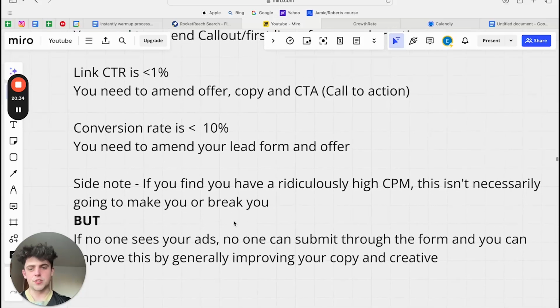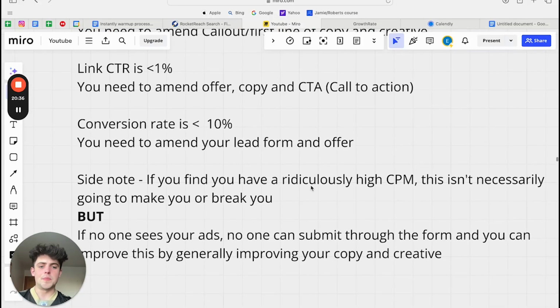Side note, this is what I sort of spoke about earlier. If you find you have a ridiculously high CPM, this isn't necessarily going to make or break you. You can still have a good ad campaign with a high CPM. For example, at the minute I'm running one with a CPM of around £30, so like $35 to $40, which is ridiculously high. But we're still getting cost per lead at $10 to $12, which is fine for me.